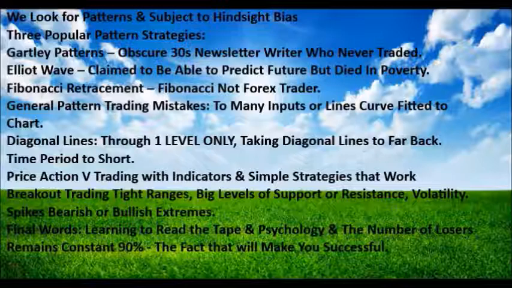So again, another mistake. Diagonal lines. You can always tell traders who don't make money by the way they use diagonal lines. Okay, so let's take a really good example. Through one level only, so let's say through one price peak, it'll be drawn at a certain gradient to prove what is going to happen next. How can you do that? You can have it at any gradient you want if you're going through one level. So that's total hindsight bias.